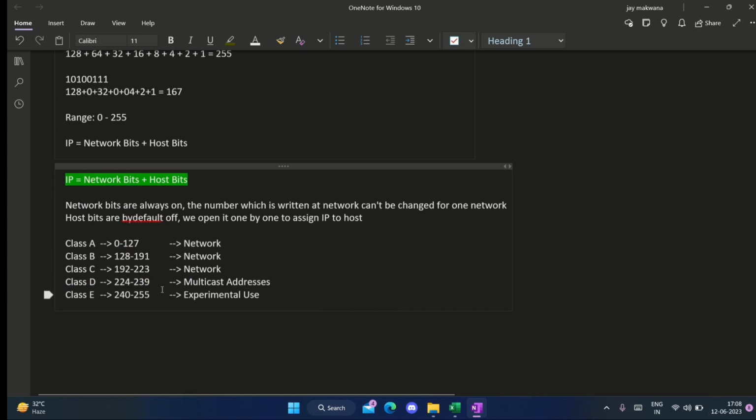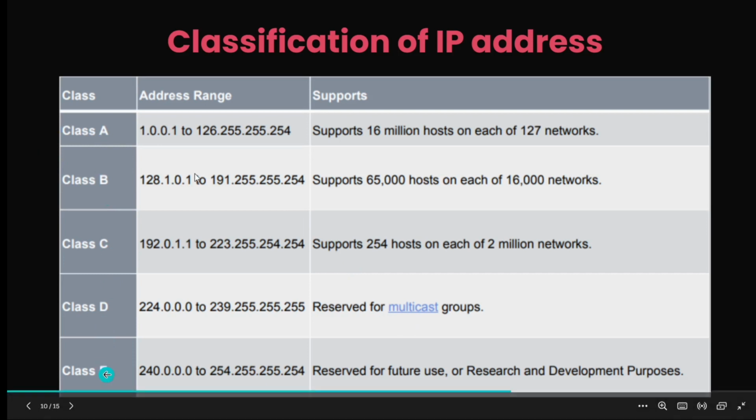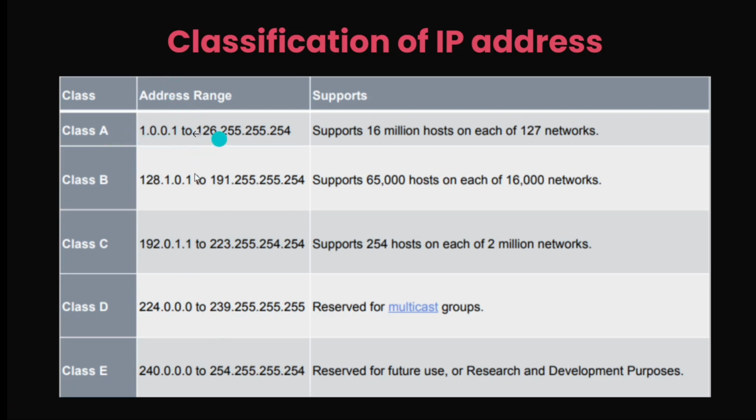Okay, so first, before understanding this, you need to understand the classes. There are 5 classes. I will show you from my PPT. So these are called class A, class B, class C, class D, class E, and the ranges of these are as defined. You can see here. So range of class A is from 1 to 126. You have to see this first octet. Okay, and this range supports 16 million hosts on each of 127 networks.